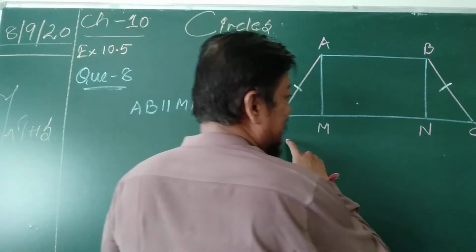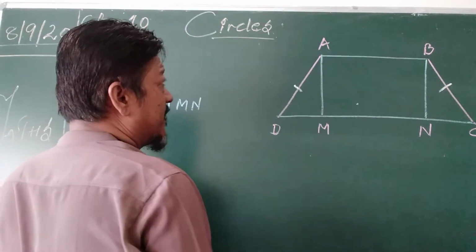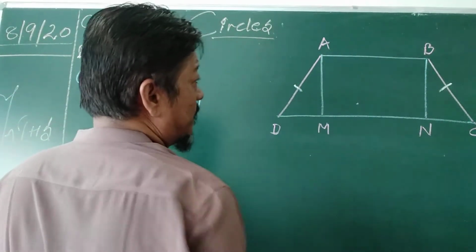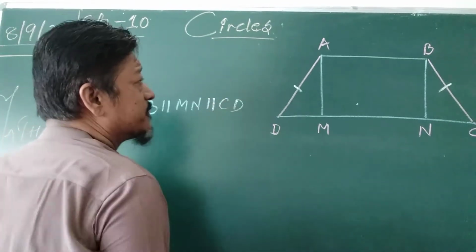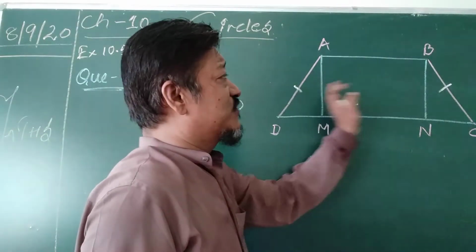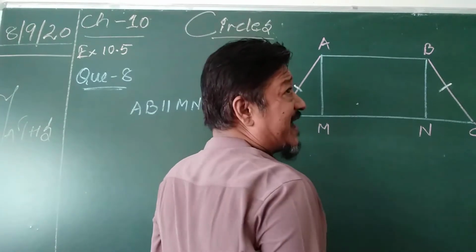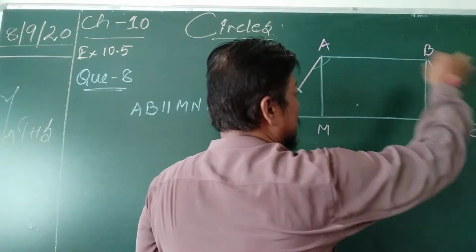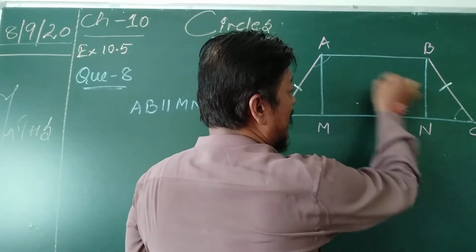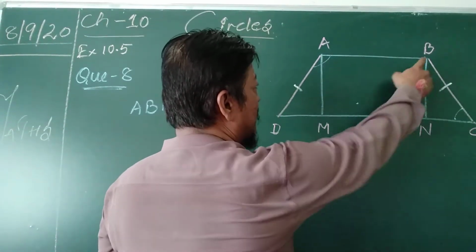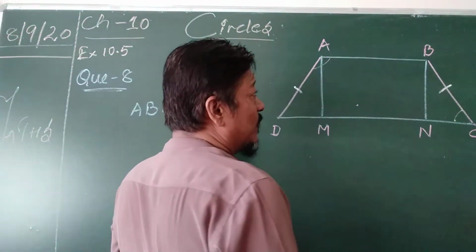AB and CD are the two parallel sides of the trapezium. It means AB is parallel to CD. These two sides are parallel, these two sides are non-parallel. We have to prove that this is cyclic. Cyclic means the opposite angles of this quadrilateral should sum to 180 degrees. It means the sum of BAD and BCD should be 180 degrees.